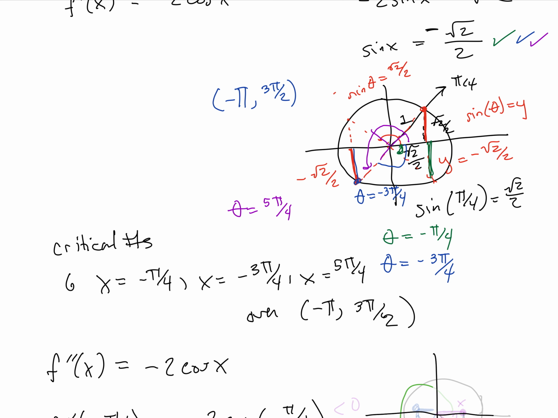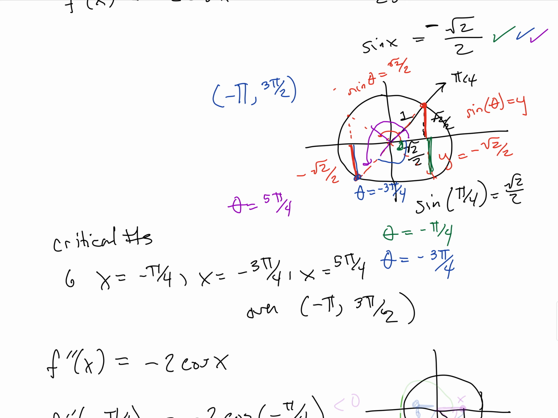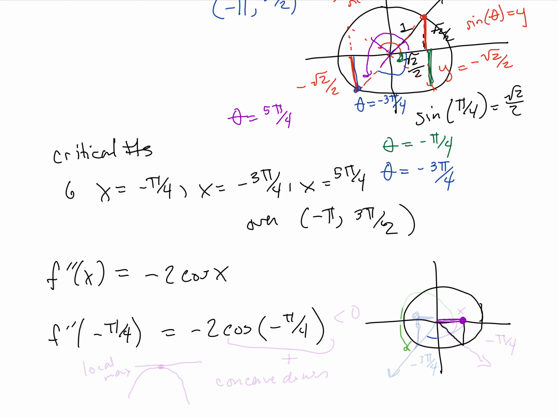So let's just draw the unit circle again. Here's our unit circle. And we know that for any triangle on the unit circle, the value of cosine is the length of the base of the triangle, so it's the x value on that triangle. And so for this angle of negative pi over 4, what's going on with cosine of negative pi over 4? Cosine of negative pi over 4 is positive, so that means that this whole thing, negative 2 times that, is going to be a negative number.